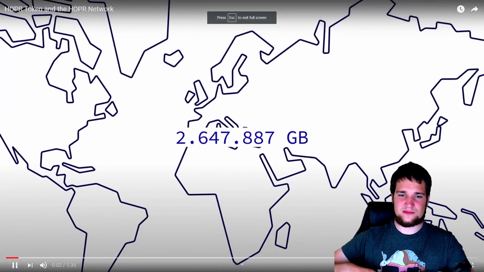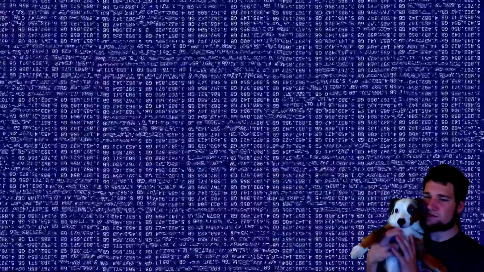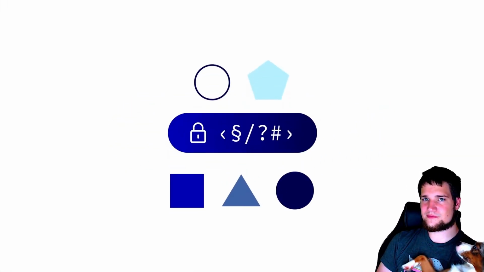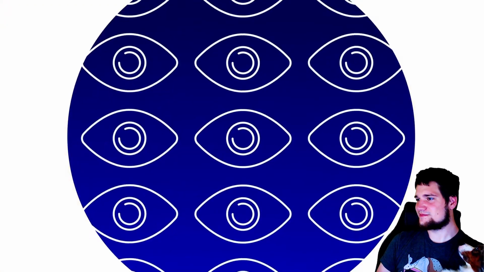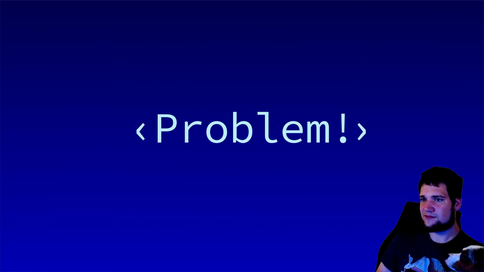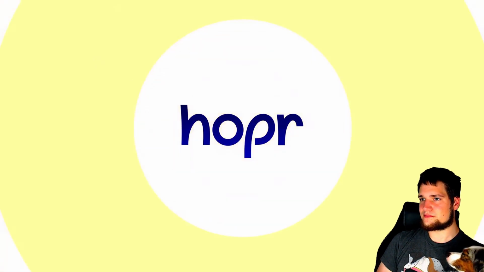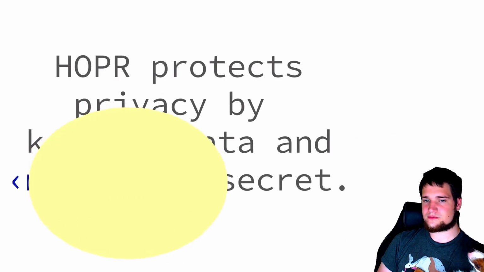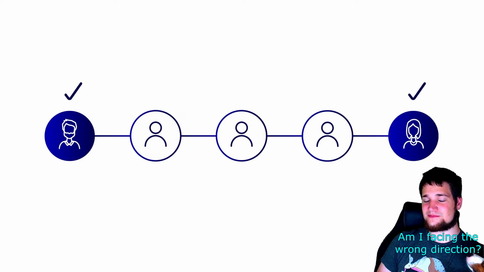Millions of gigabytes of data are sent around the world every minute, and this is only going to increase. We all feel safe because our data is encrypted, but our metadata isn't. With minimal effort, it's exposed for anyone to see, and this is a huge problem. Luckily, there's a game-changing solution, HOPR. HOPR protects your privacy by keeping data and metadata secret. How? The data packets hop through our HOPR mixnet via multiple nodes, so no one can tell where the data comes from and where it goes.